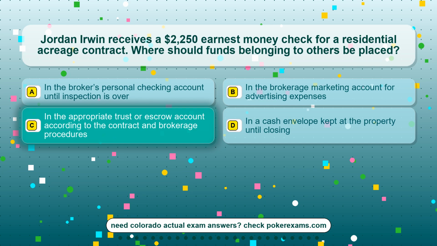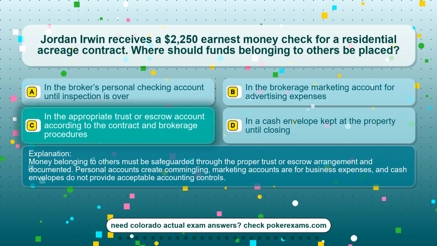The correct answer is option C. In the appropriate trust or escrow account according to the contract and brokerage procedures. Money belonging to others must be safeguarded through the proper trust or escrow arrangement and documented. Personal accounts create commingling, marketing accounts are for business expenses, and cash envelopes do not provide acceptable accounting controls.